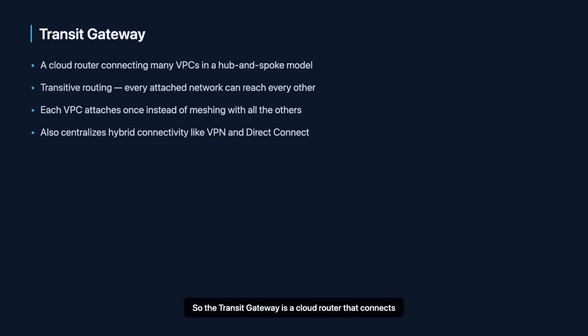So the transit gateway is a cloud router that connects many VPCs in a hub-and-spoke model. Unlike peering, its routing is transitive. Every attached network can reach every other through the hub. Each VPC attaches just once, instead of building separate links to all its neighbors. And it does more than connect VPCs to each other. It also centralizes your hybrid connectivity, so your on-premises networks coming in over a virtual private network, or VPN, or direct connect all land at the same hub. This is exactly the pattern a large enterprise would use when running networking centrally across dozens of accounts.